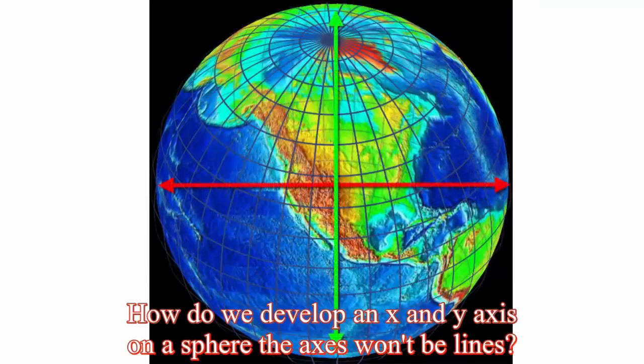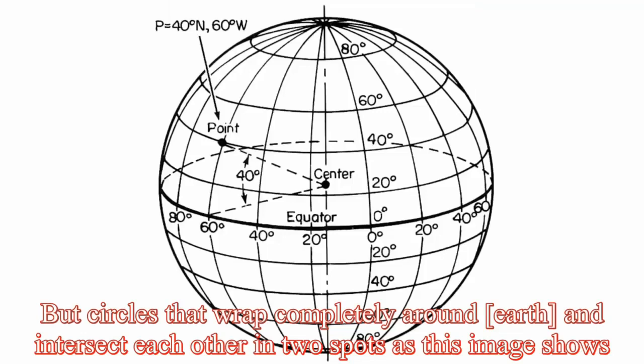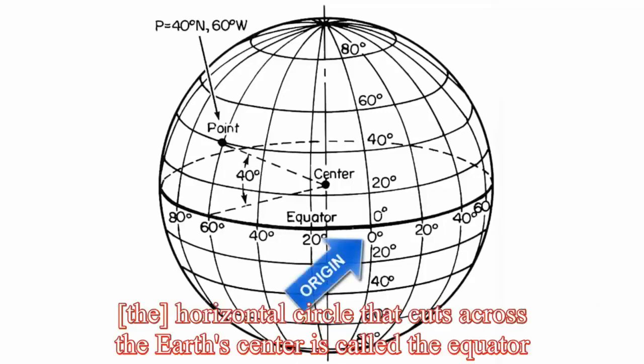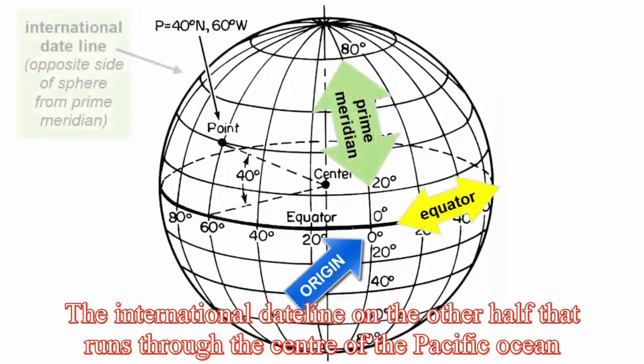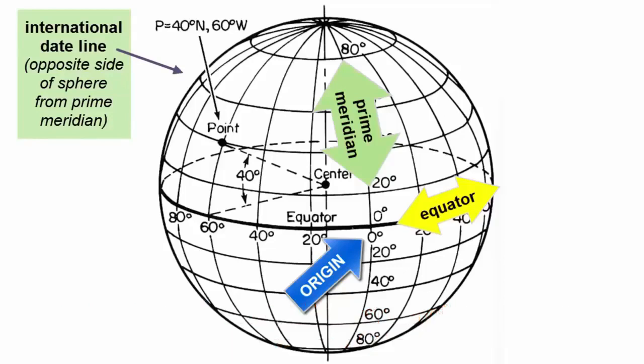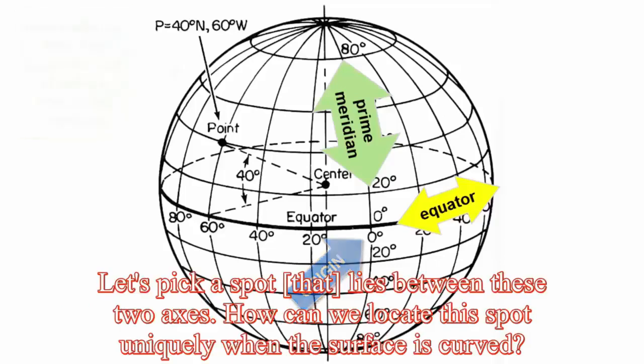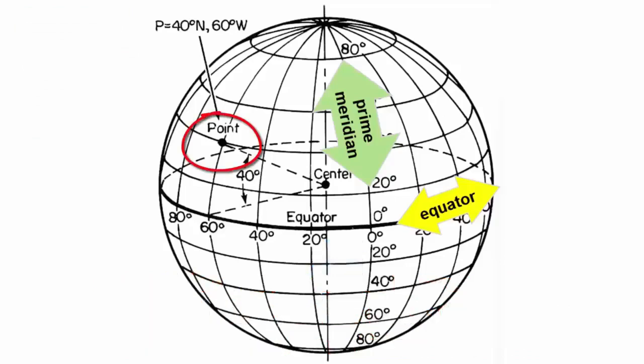The axes won't be lines, but circles that wrap completely around Earth and intersect each other in two spots, as this image shows. The horizontal circle that cuts across the Earth's center is called the equator. The vertical circle is called the prime meridian on the half that runs through Greenwich, England, and the international dateline on the other half that runs through the center of the Pacific Ocean. Let's pick a spot that lies between these two axes. How can we locate this spot uniquely when the surface is curved?